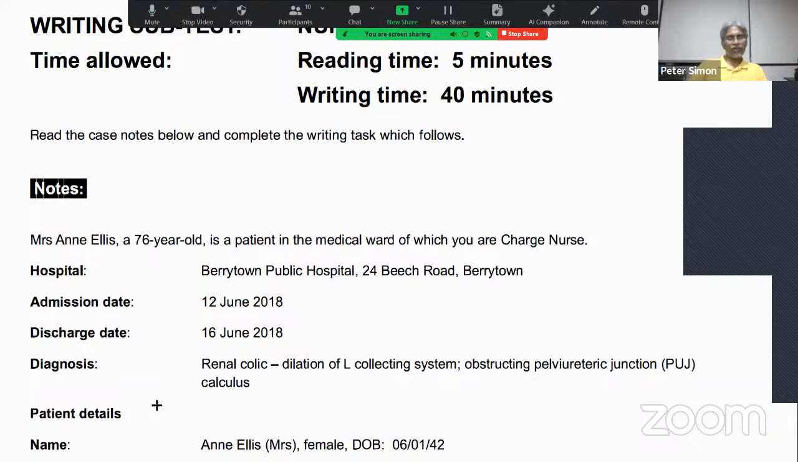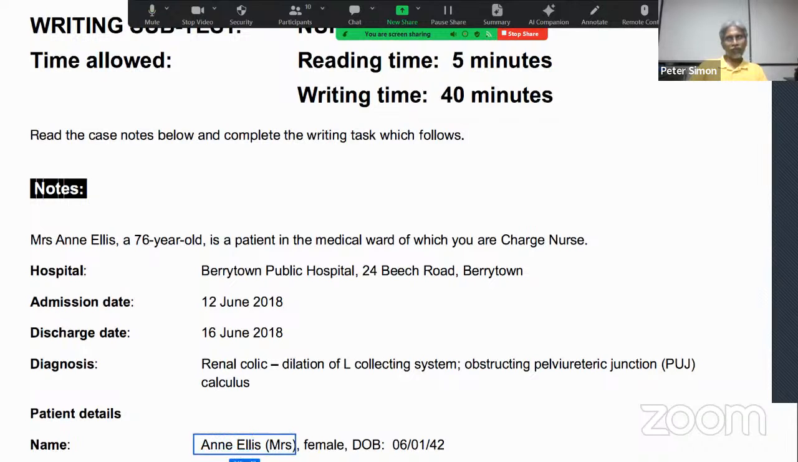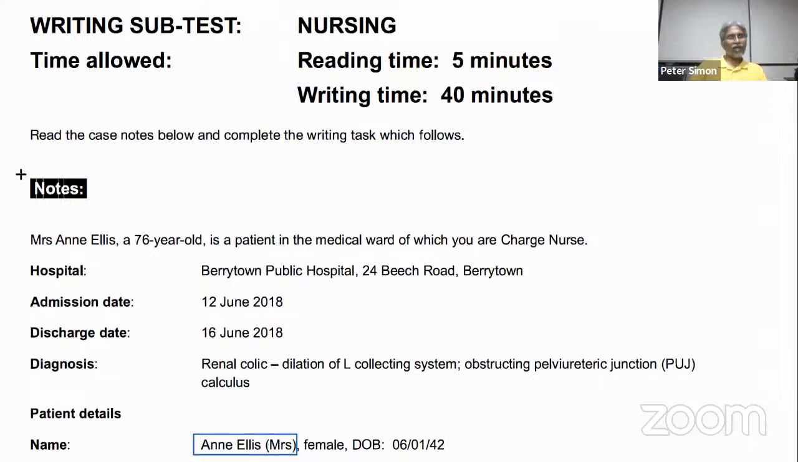Mrs. Annie Ellis. There are two places. Here also it is there. There also it is there. And now you have two different things. Date of birth is there, and then age is also there. So now there are two options here: age or date of birth.